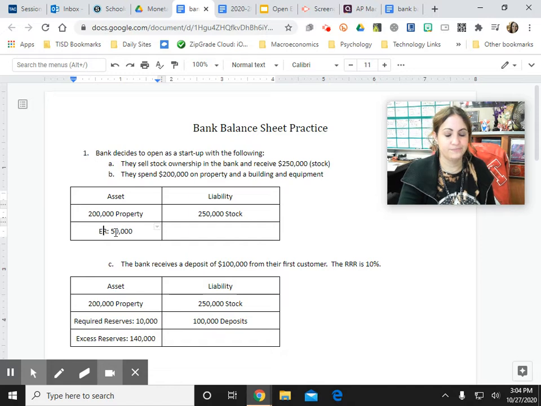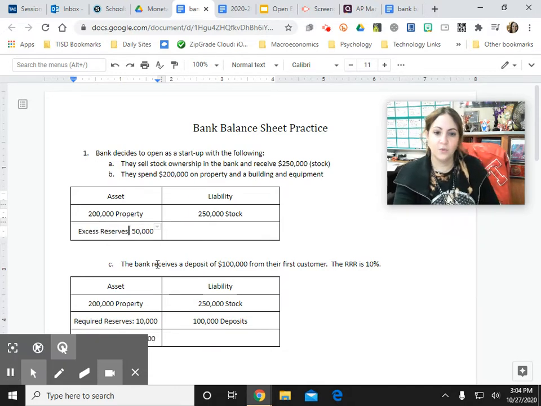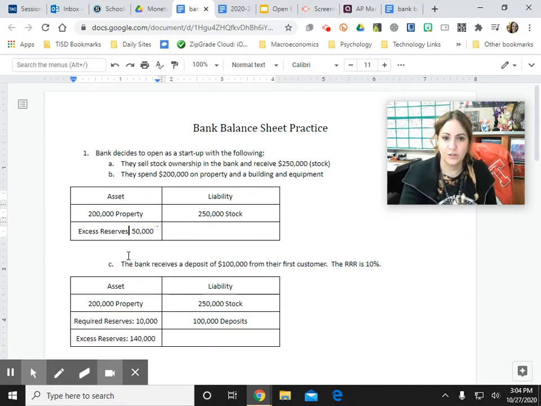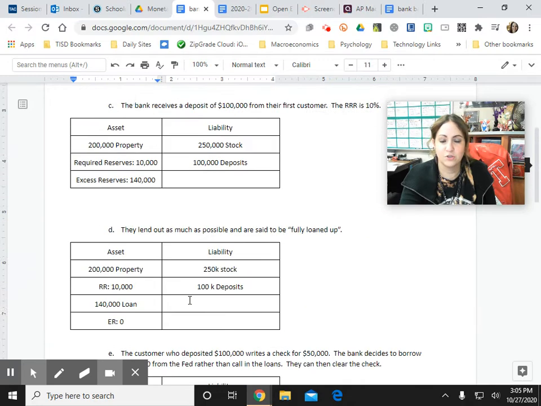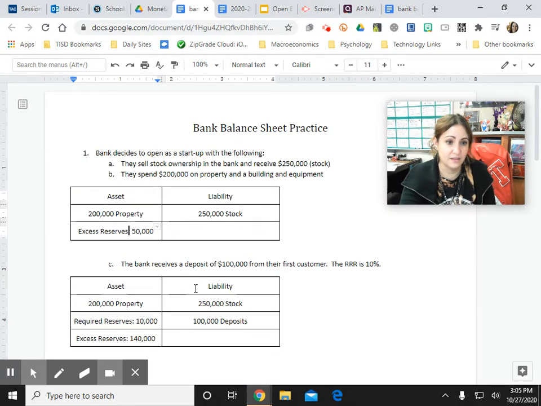Whenever we have extra money, we just throw that into excess reserves. Excess reserves are just extra cash on hand that doesn't earn any interest, but it's also not a liability. It's just extra cash. So any excess reserves, that's going to be at the very end. If you scroll down, excess reserves is always done last because that's your balancing.